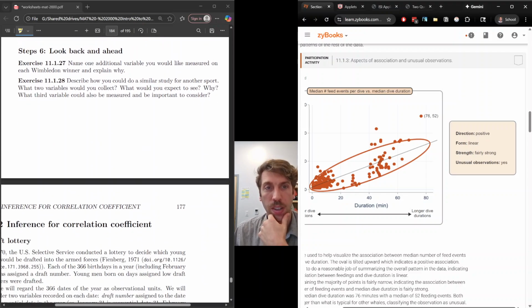Number 27. Name one additional variable you would like measured on each Wimbledon winner and explain why. So this one, use your common sense and knowledge of the world. Number 28. Describe how you could do a similar study for another sport. What two variables would you collect? What would you expect to see? Why? What third variable could also be measured and be important to consider? So just make sure that you are actually picking something and you're using complete sentences for this question.